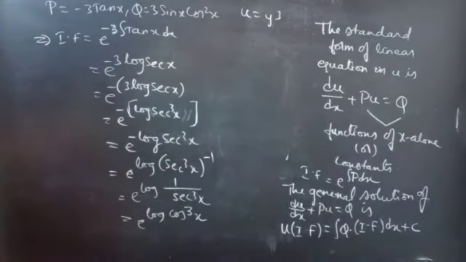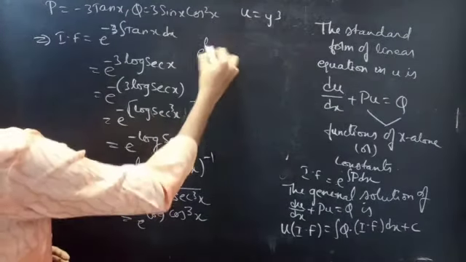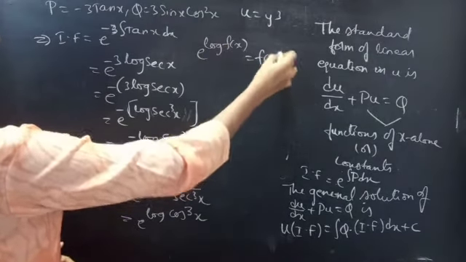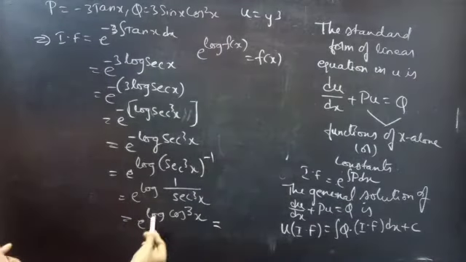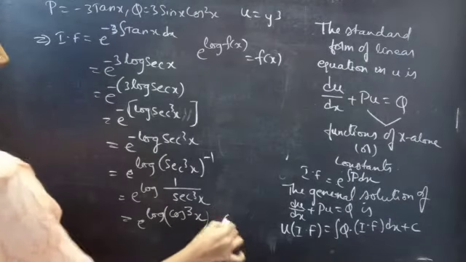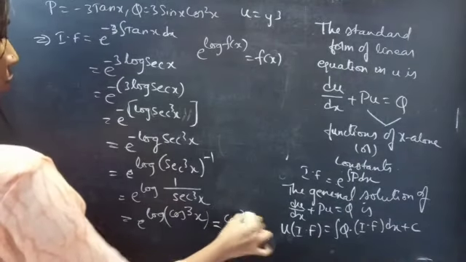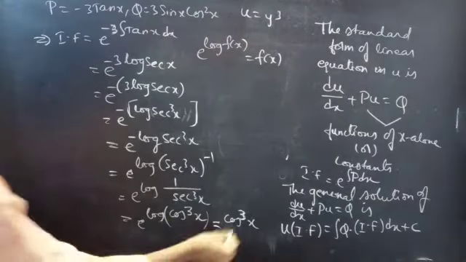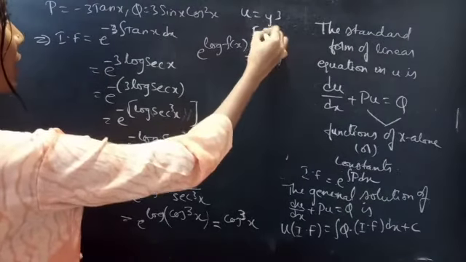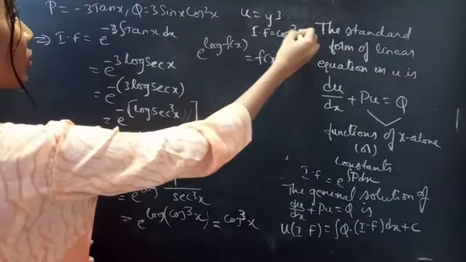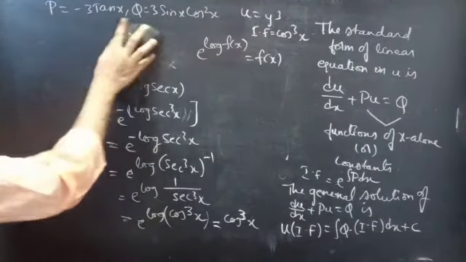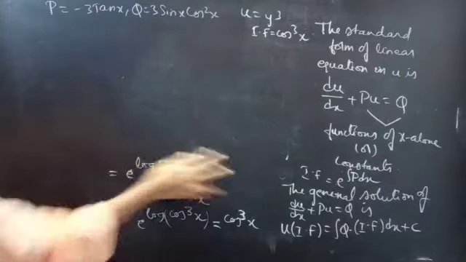And also we know that e power log some function of x equals function of x, so e power log function of x becomes function of x. So we got the integrating factor cos cube x. Now we need to find the general solution to the given equation.